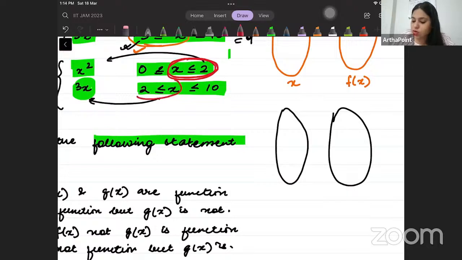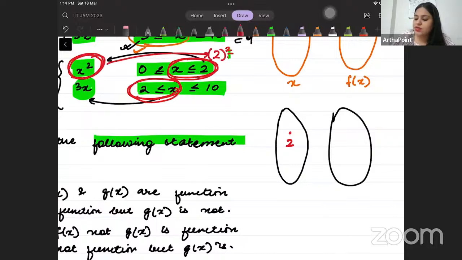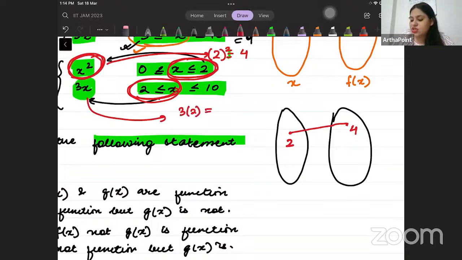And x is equal to 2 comes here also. So I will take x as 2. When I put 2 in this, what is the value I get? I will get 2 square, which means 4. So 2 is linked to 4. But when I put the value of 2 here, because x equal to 2 is included here also, what do I get? 3 into 2, which is 6.